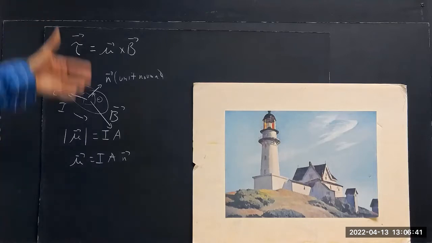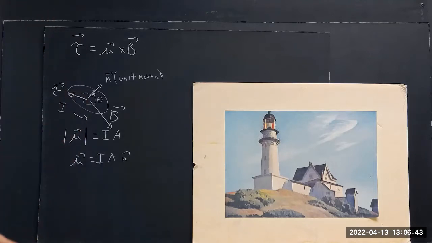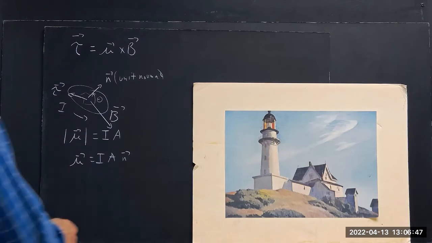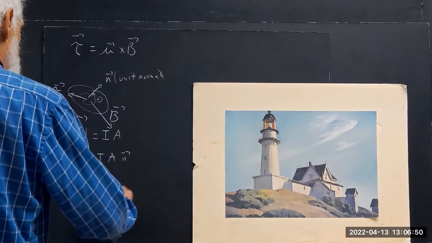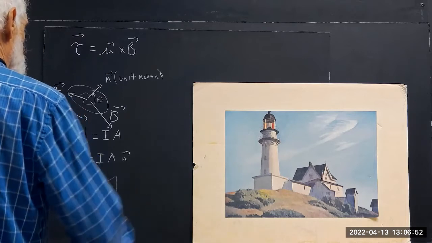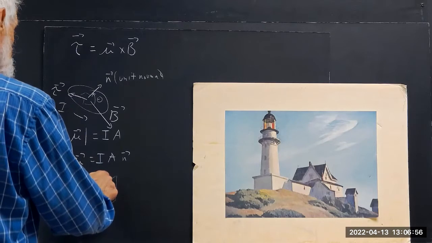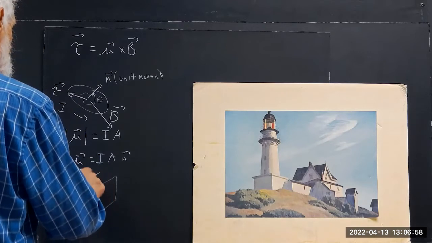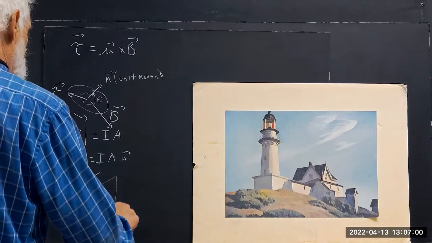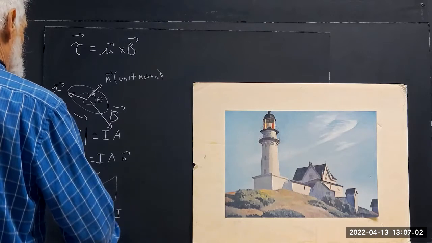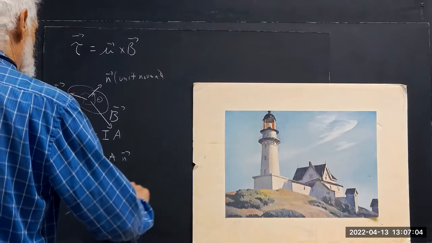Now that is a little easier. The way the torque comes about is, again, fairly easy to understand. If you've got a rectangular loop, here's your loop, here's your current, and here's an axis of rotation.